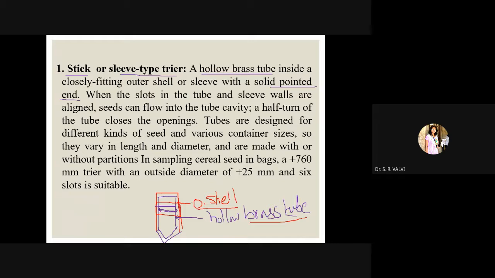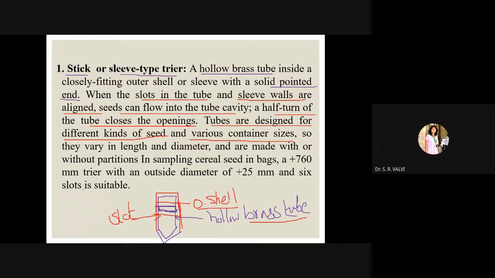What is the purpose? Why are we matching these slots? In order to have the seeds inside this trier, right? When the slots in the tube and the sleeve walls are aligned or matched, seeds can flow into the tube cavity. Now a half turn of the tube closes the opening, right? If you move the hollow brass tube within the outer shell, it is going to close. So tubes are designed for different kinds of seeds and various container sizes.